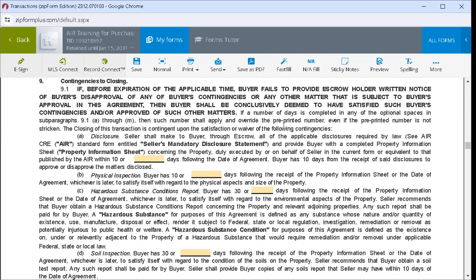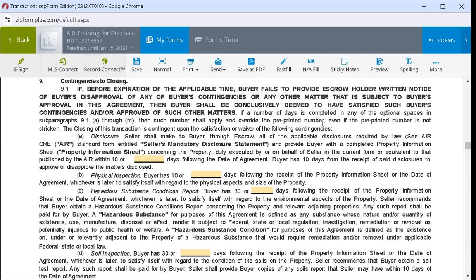So, contingency. If before 9.1, before the expiration of the applicable time, the buyer fails to provide escrow holder written notice of the buyer's disapproval of any of the buyer's contingencies or any other matter that is subject to the buyer's approval in this agreement, then the buyer shall be conclusively deemed to have satisfied such contingencies and/or approved the matter. So again, they're warning you, this is passive.